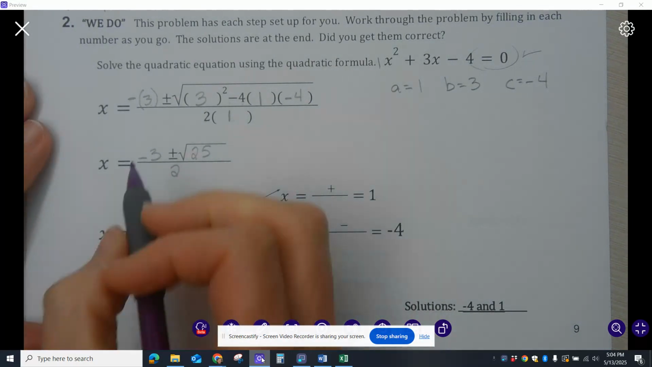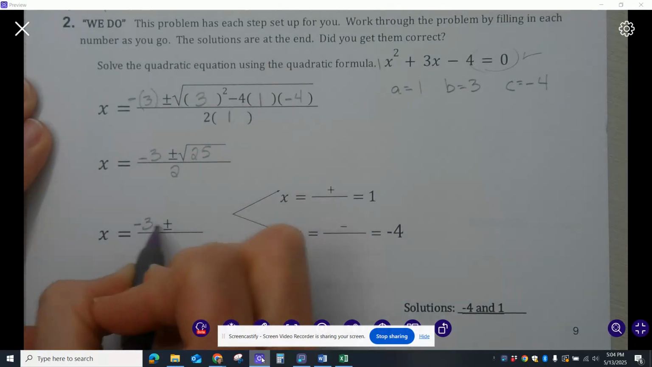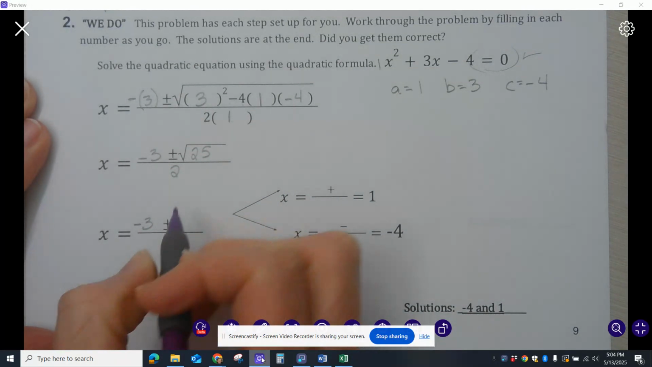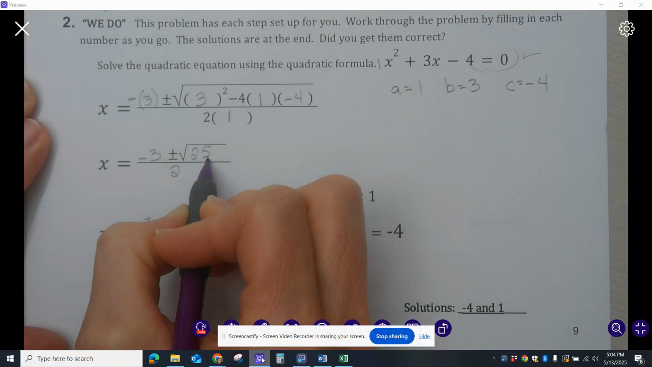Okay, let's keep going. Negative 3 plus or minus, remember that gets us our 2 solutions. Square root of 25, that is 5.